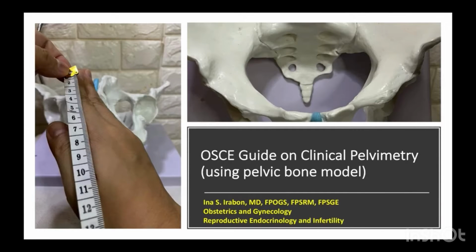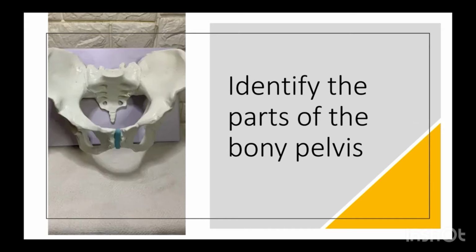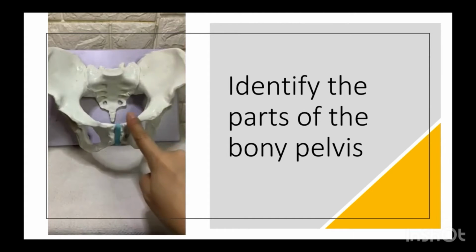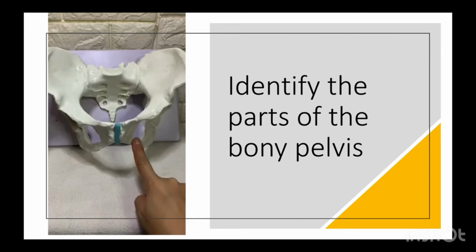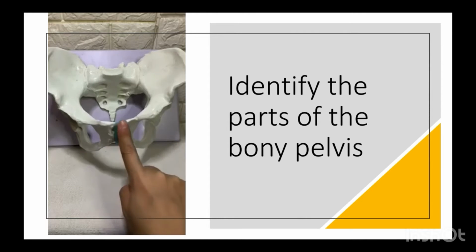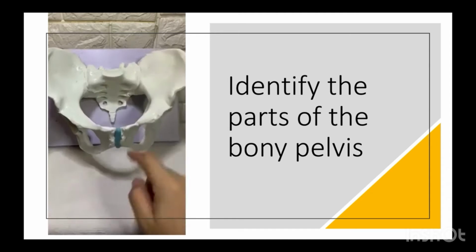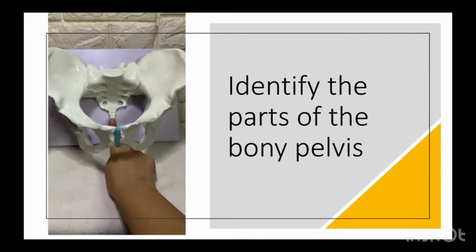This is the OSCE guide on clinical pelvimetry. First, identify the parts of the bony pelvis. So we have the ilium, the pubis, the ischium, the symphysis pubis, the sacral promontory, sacrum, and the coccyx.